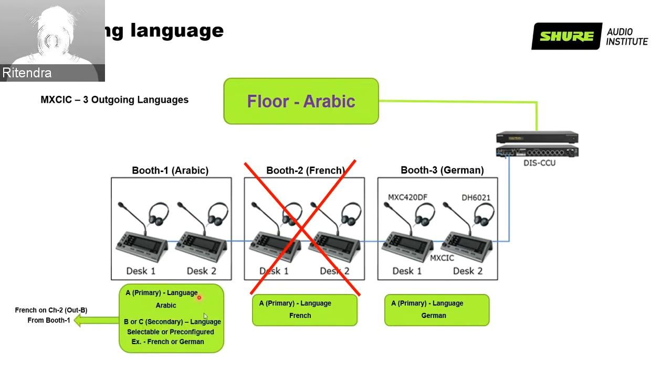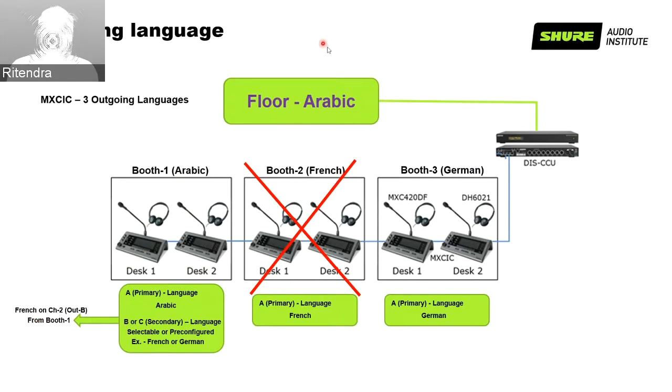Yeah. So in that case, what he can do is configure the B and C language of the interpreter console, which is selectable or pre-configured. So you can configure it as French or German. If you select French, then basically the person sitting in booth 1, who is defined for Arabic, can speak in French by selecting outgoing language B from booth 1.